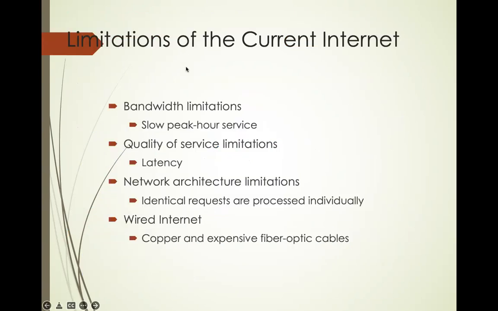The next one, when we talk about the internet that we have got, you also have to know the limitation of the current internet as well. The first one: you have to know that if your products or services, I mean your e-commerce platform, require a lot of bandwidth, do we still have some bandwidth limitations or not? Some countries have to think about the slow peak hour service as well.